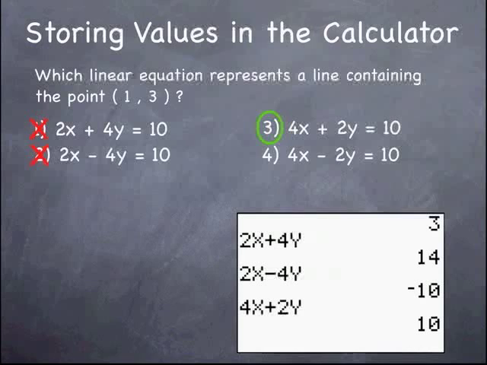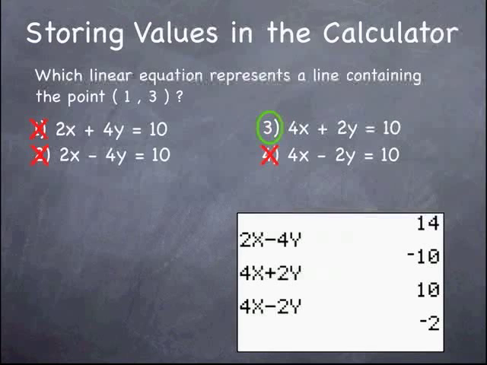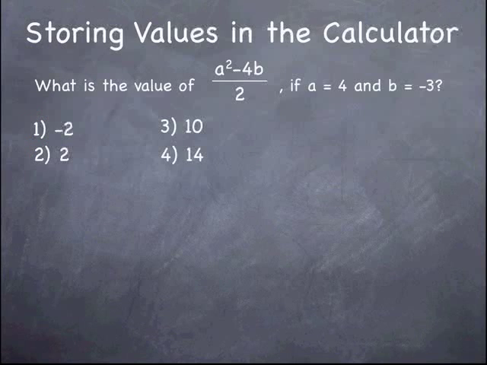And just to check and make sure, let's check choice 4. When I type 4x minus 2y and hit enter, I get negative 2. And therefore choice 4 is not the correct answer. Let's take a look at another example.